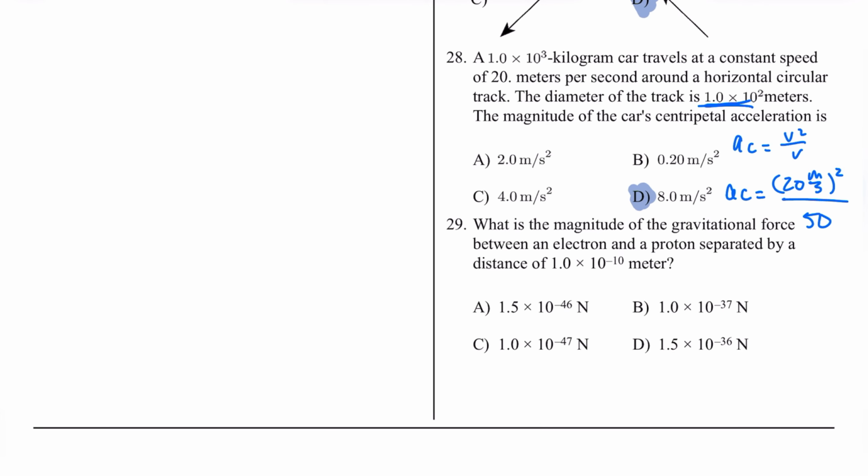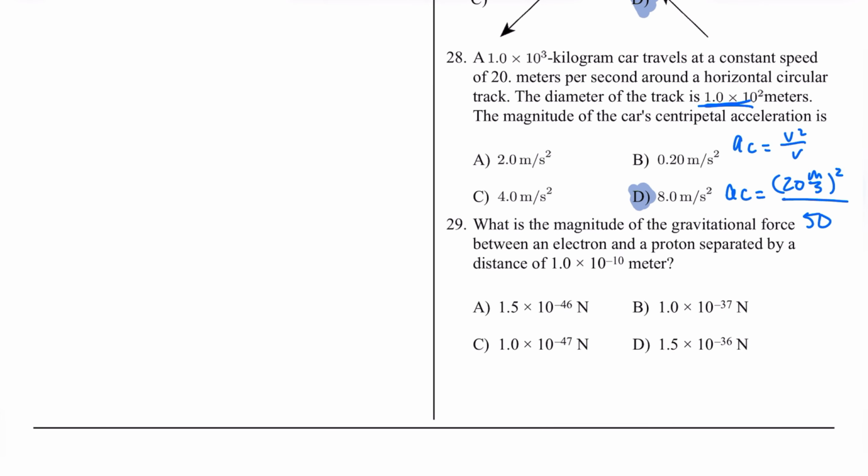So now this is going to be our final multiple choice question. 29. What is the magnitude of the gravitational force between an electron and a proton separated by a distance of 1 times 10 to the negative 10 meter? So for this question, we need to find gravitational force. So we're just going to use the F_g equation, and we need the masses of an electron and a proton, which is on our reference table.